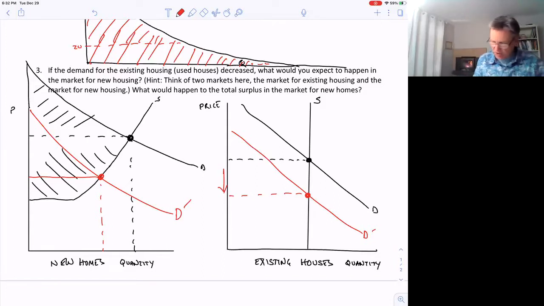What's going to happen to the total surplus? Well, now the total surplus is going to be, I'll draw it here in blue, this area here under the demand curve, plus this area here for the consumer surplus. And you can see that total surplus has fallen significantly from this.